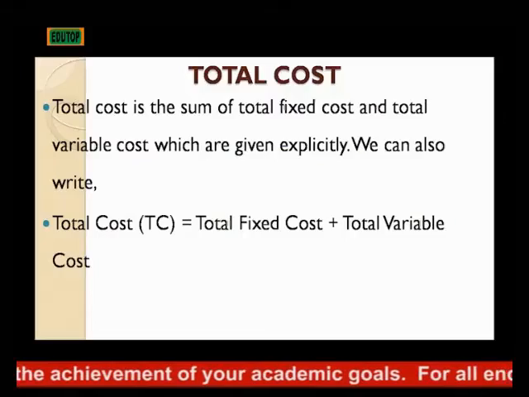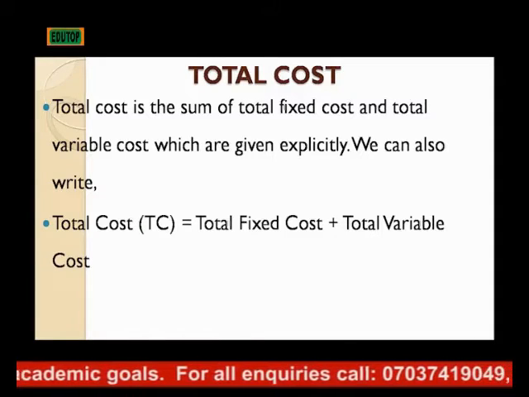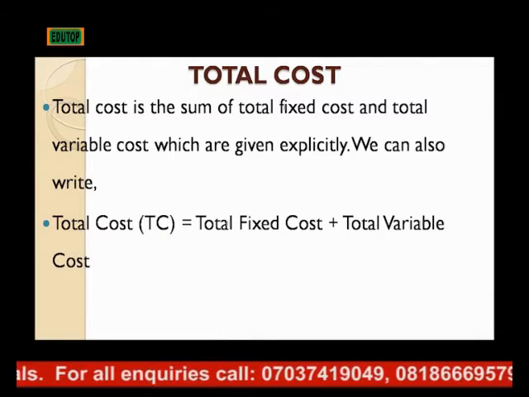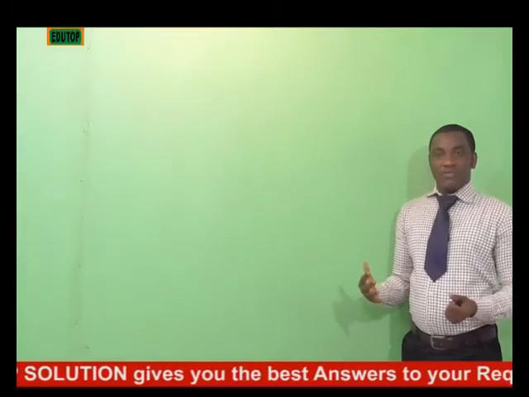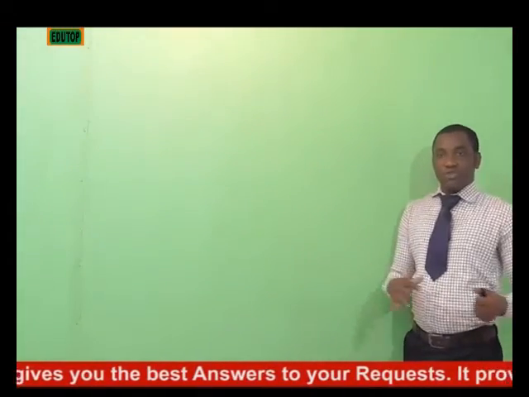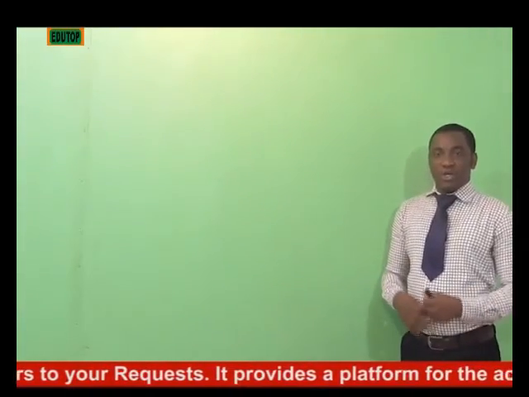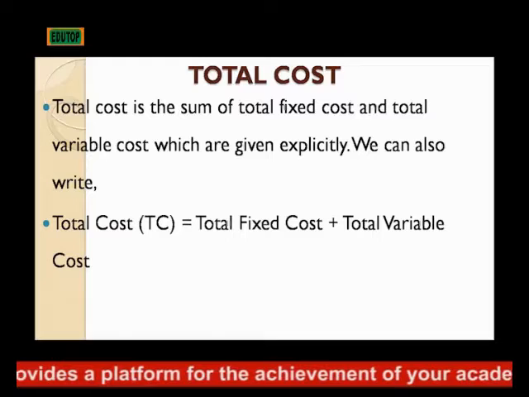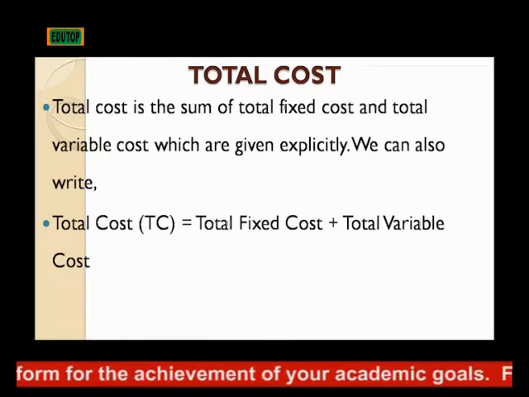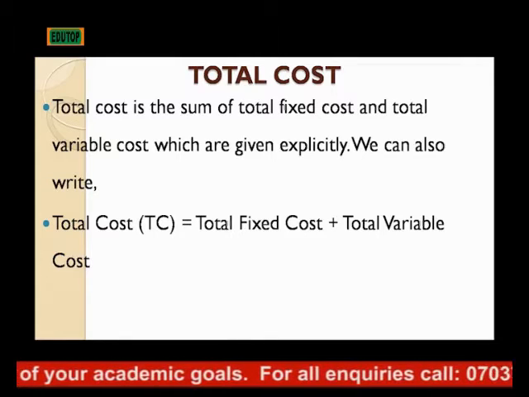The total cost is just the sum of the total fixed and variable costs, which are given explicitly. We can also refer to it as the addition of total fixed cost and total variable cost. Another name that we can give to the total cost is what we referred to earlier, among the types of cost, as explicit cost, because it combines both the total fixed cost and total variable cost. We can see the calculation of the total cost as total fixed cost plus total variable cost. That is the total cost.